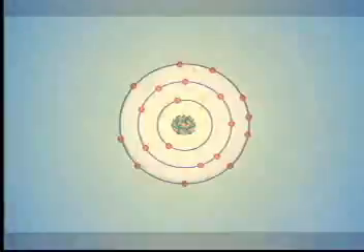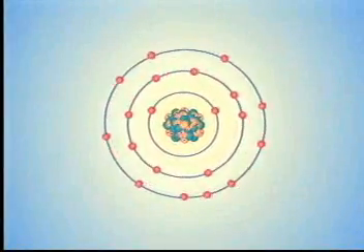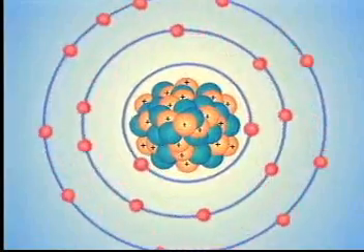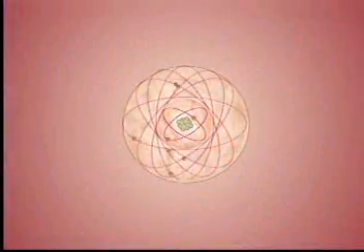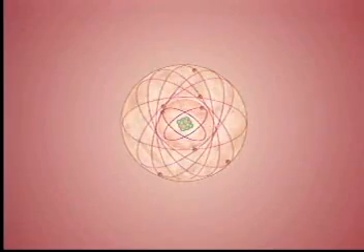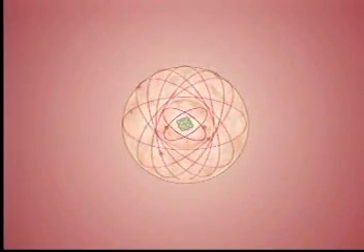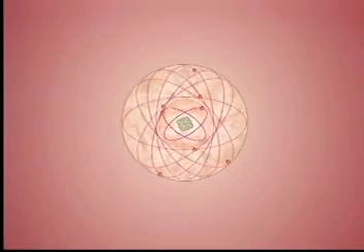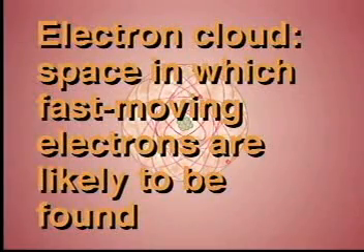Because electrons weigh so little, their weight is not even considered in calculating an atom's atomic mass. Electrons move very quickly, perhaps as quickly as 1 billion times a second around the nucleus, forming what is called an electron cloud. The electron cloud is the space in which the extremely fast-moving electrons are likely to be found.